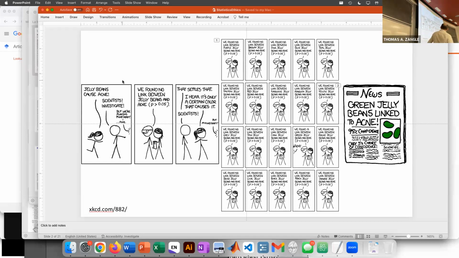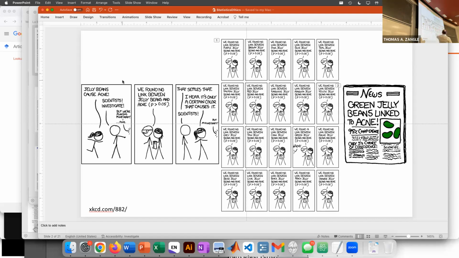Okay, so XKCD also often has some insightful comics that can introduce some of these ideas. And this is one of my favorites about statistics. So it starts with one researcher running into another: jelly beans cause acne. Scientists investigate. And they come back and say, we found no link between jelly beans and acne, to a significance level of 0.05. And they say, that settles that.